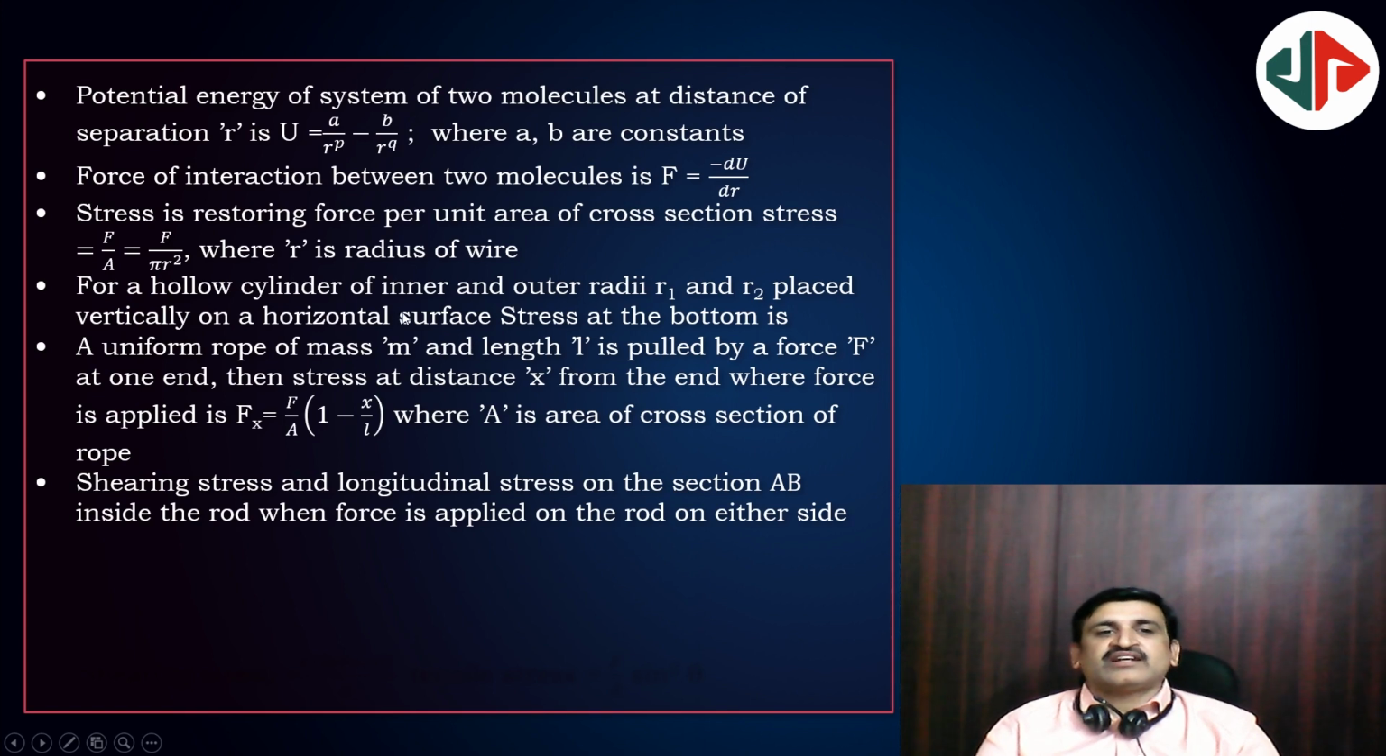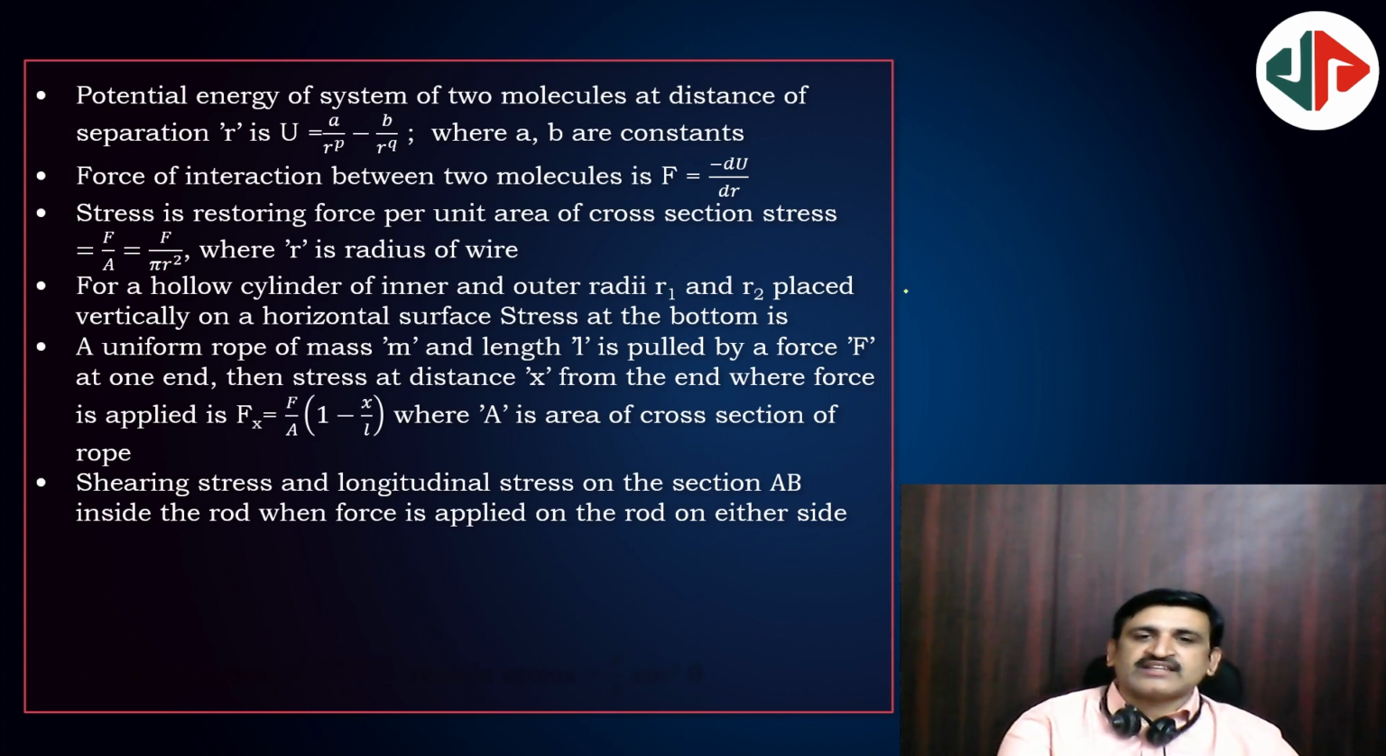For a hollow cylinder of inner and outer radii R1, R2 placed vertically on a horizontal surface, what is the stress at the bottom? Stress is equal to force by area, right? The area is pi R2 square minus pi R1 square, so stress is F by pi into R2 square minus R1 square.